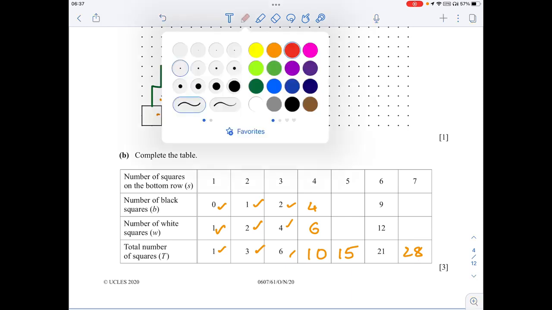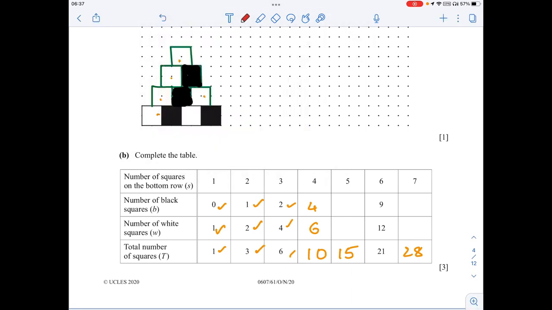So what is the pattern? We can see that the number of white squares becomes the black squares in the next one. So the number of white squares will become the black squares in the next one. So it is going to be 6. Now 6 plus 9 is 15. So you can see that 9 and 9. So this has to be nothing but over here 12. And 12 plus 16 is nothing but what? 28.